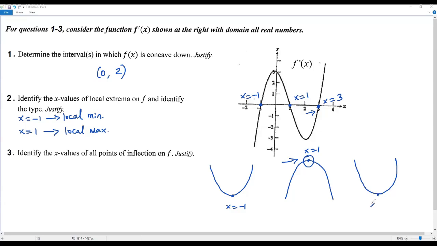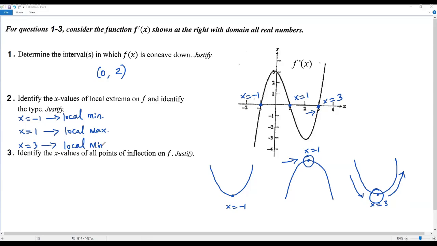So here we have the point x equals 3. On the left side of x equals 3, we have the graph of f prime of x below the x-axis, so it is negative. Since the slope is negative, we have a falling curve over here. On the right side of x equals 3, we have the graph of f prime of x above the x-axis, so the slope is positive. This f prime of x is positive, then we have a rising curve. Again, it's a local minimum. So at x equals 3, we have a local minimum.